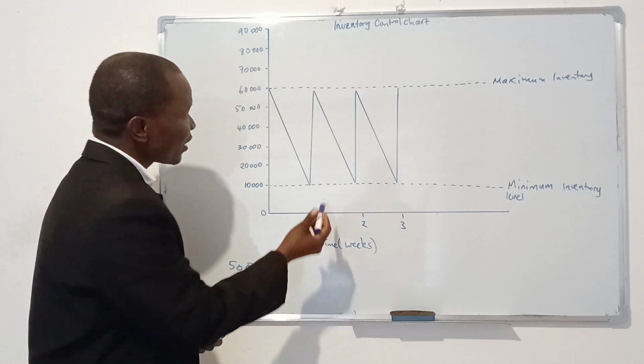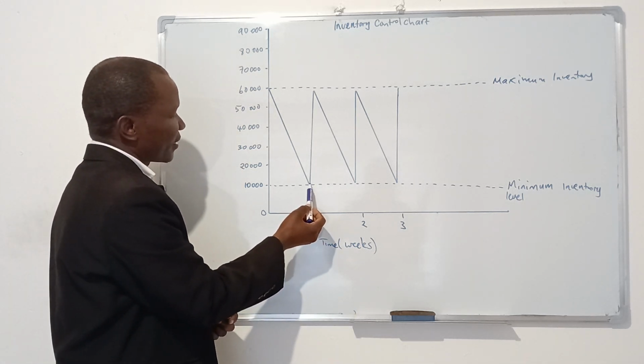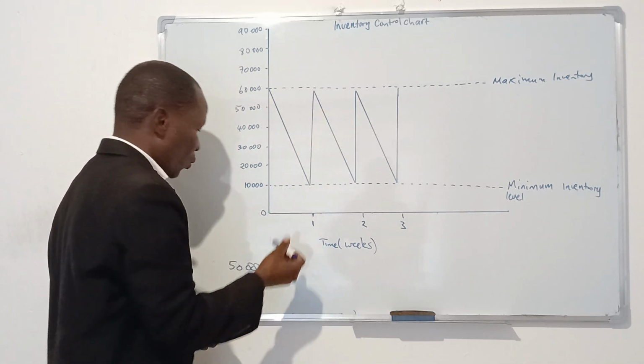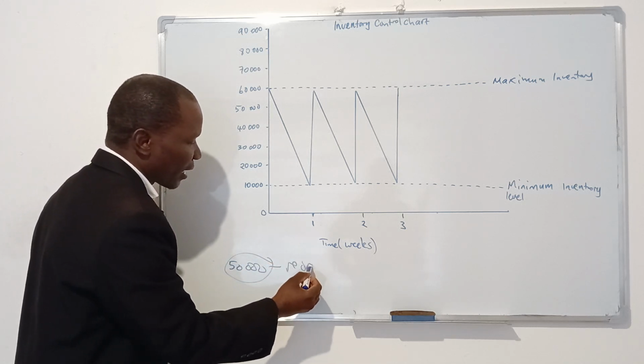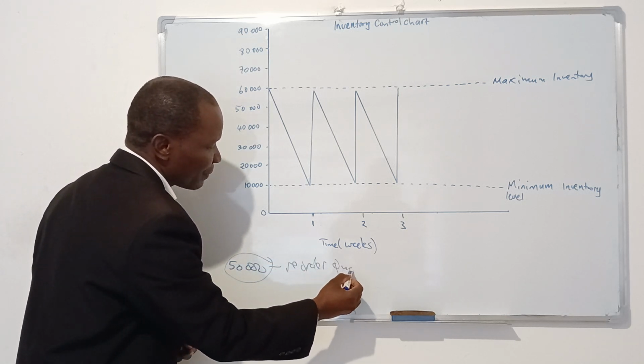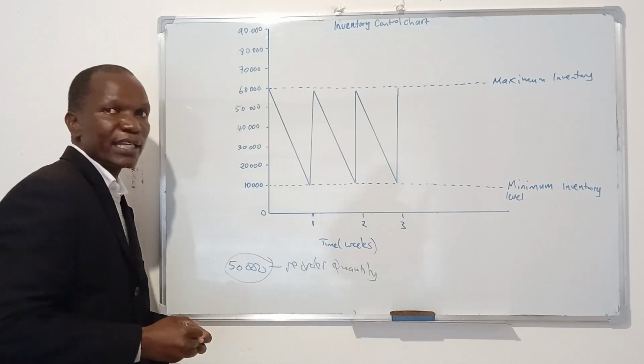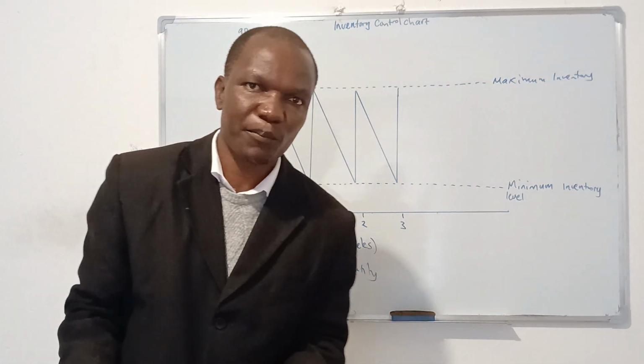Right? And when we actually bought, we bought some quantity and we went back to 60,000, which means that we bought also how much? 50,000. This is called our reorder quantity, which means that this particular business is buying in quantities of 50,000.